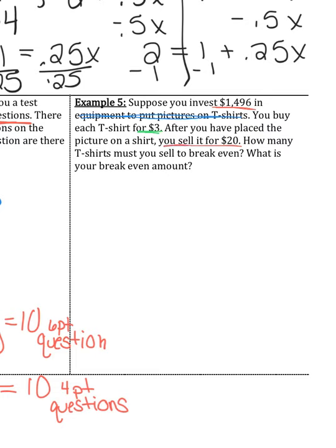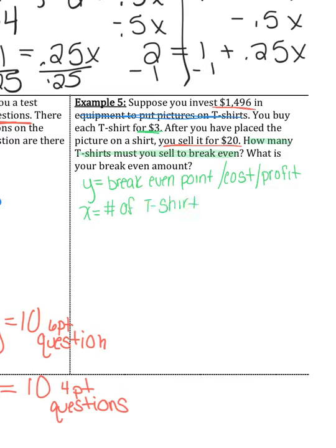How many t-shirts? Okay, so I'm going to use a highlighter here. How many t-shirts must you sell to break even? Okay, so then I'm going to say that my variables will be, y will be break-even point or cost, or profit. Because we want your profit and your cost to be the same. That's what we call a break-even point. And then x is going to be the number of t-shirts. So we're going to compare how much it costs me to make and what my profit is going to be. Those are the 2 scenarios, okay?